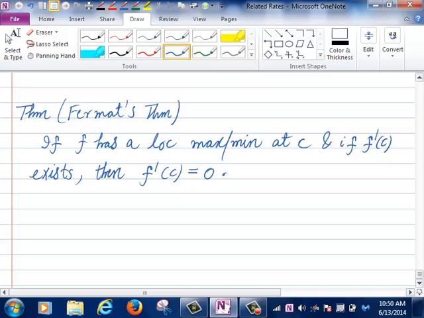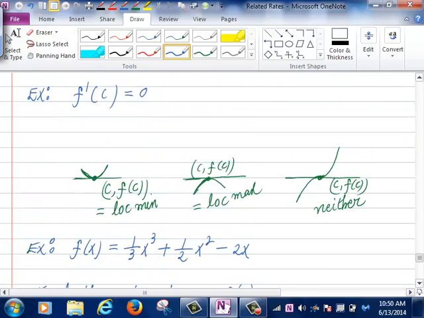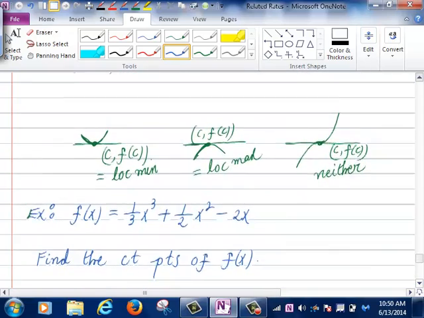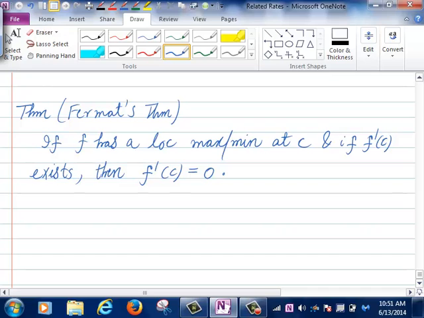The converse of this does not hold, okay? The converse of Fermat's theorem would be what? The converse would be the following. If the derivative is 0, then I have a local max or a local min there. Am I making sense? So that converse does not hold because we just saw the example here where the derivative vanishes but I don't have a local max or a local min there, okay? So the converse of Fermat's theorem is false.